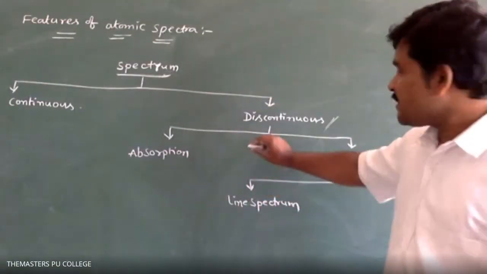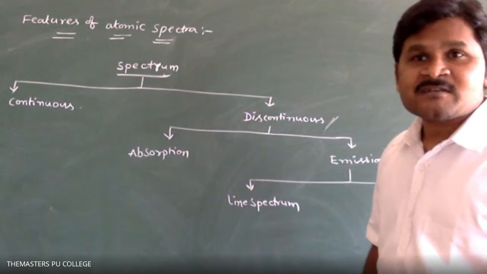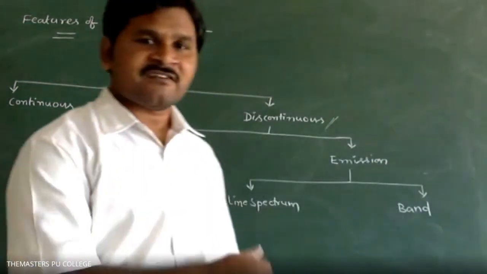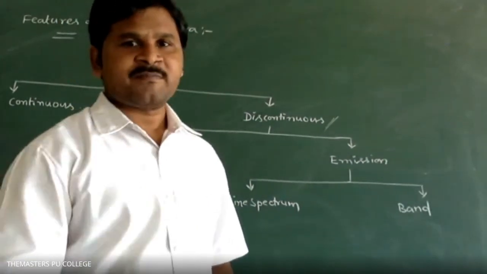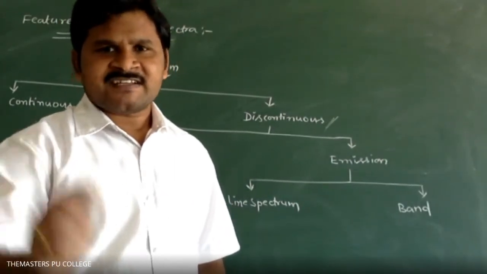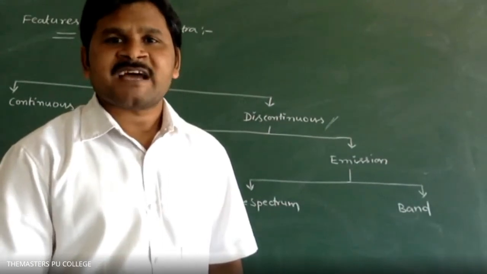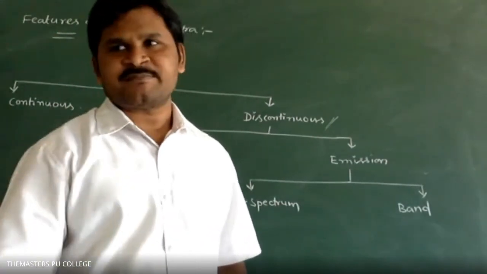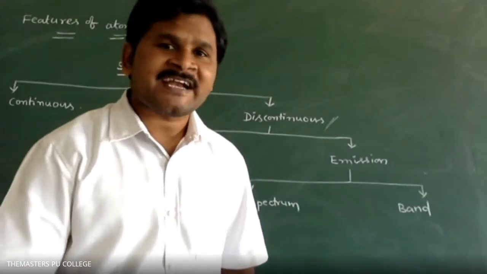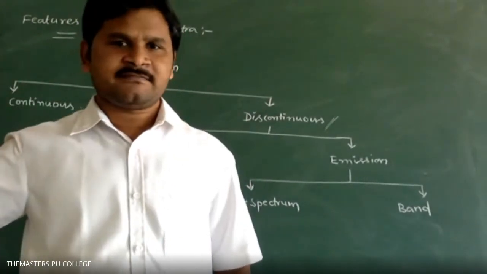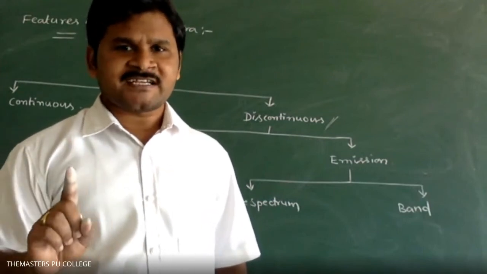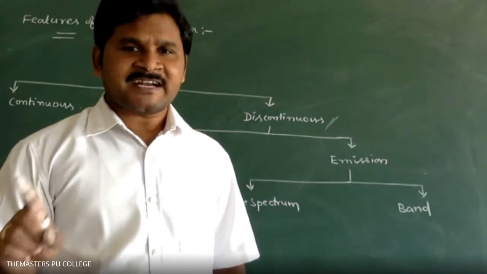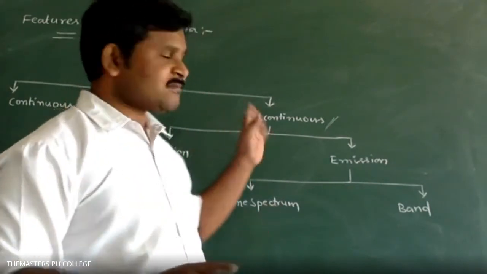Okay. Now, come to absorption spectrum and emission spectrum. What is absorption spectrum? Please remember, the definition is very simple. Spectrum produced by absorbed radiation is called absorption spectrum. Spectrum produced by emitted radiation is called emission spectrum. That's all. That is absorption spectrum and emission spectrum.